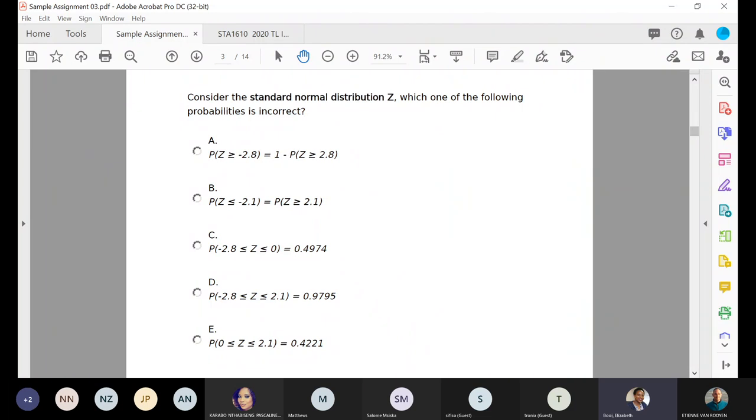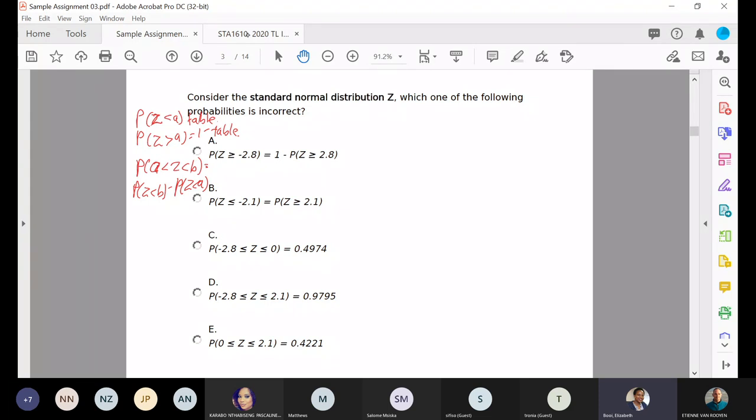Consider the standard normal distribution for Z. Which one of the following probabilities is incorrect? So now they say you need to go and check whether these probabilities are correct. So it means we need to go to the table and remember the following: the probability of Z less than A is the value you find on the table. The probability of Z greater than A is 1 minus the table value, and the probability of Z lying between A and B is given by the probability of Z less than B minus the probability of Z less than A. So now, if you know all these things, then you should be able to answer the question. So let's see which one is incorrect.